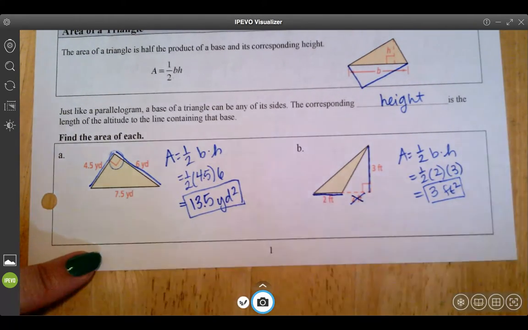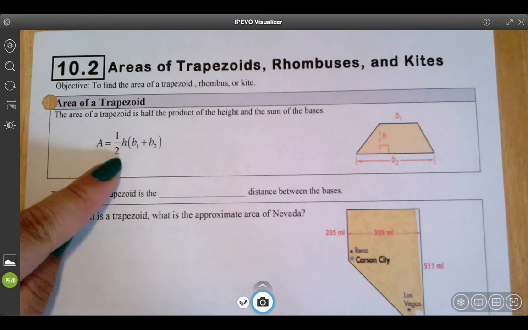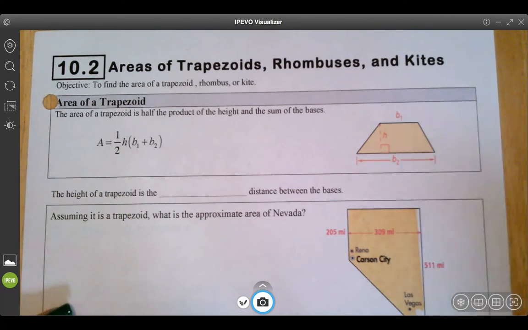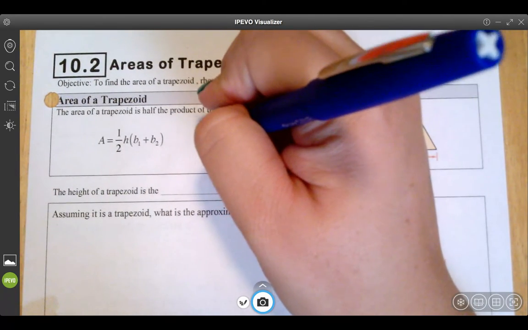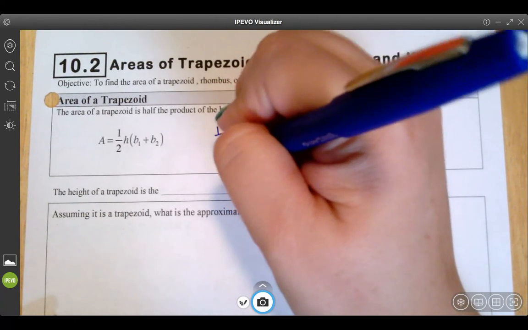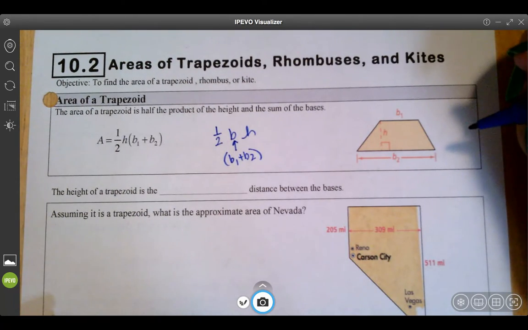Let's take a look at section 2. For section 2, we're taking our areas of parallelograms and triangles, and we're going to use those in order to find the area of trapezoids, rhombuses, and kites. So to find the area of a trapezoid, we're going to use the area of 1/2 height times the sum of the bases. So again, this is very similar to a triangle, 1/2 base times height, but the base is actually made up of both bases of the trapezoid.